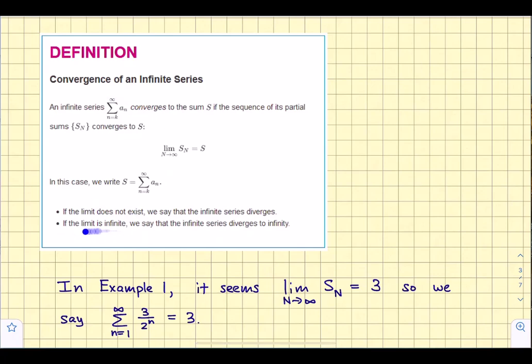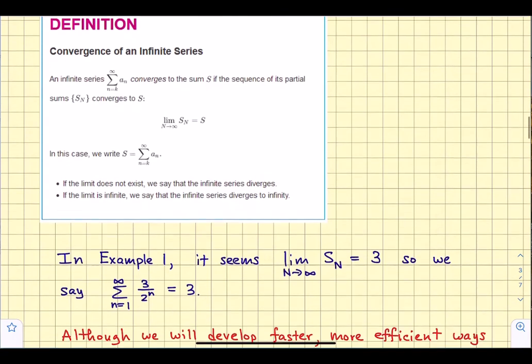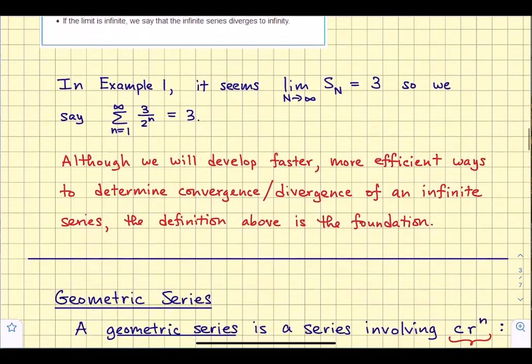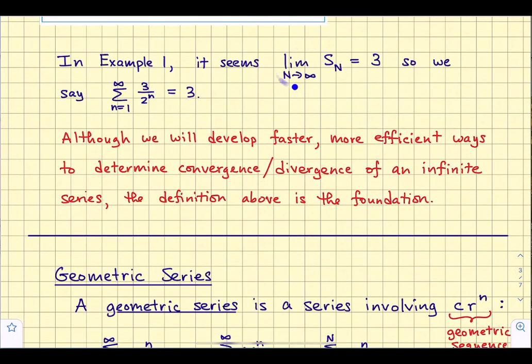If the limit is infinite, which is another way for it not to exist, we say that the infinite series diverges, or maybe a little more precisely, it diverges to infinity. We don't necessarily split those hairs. Divergence is totally fine.